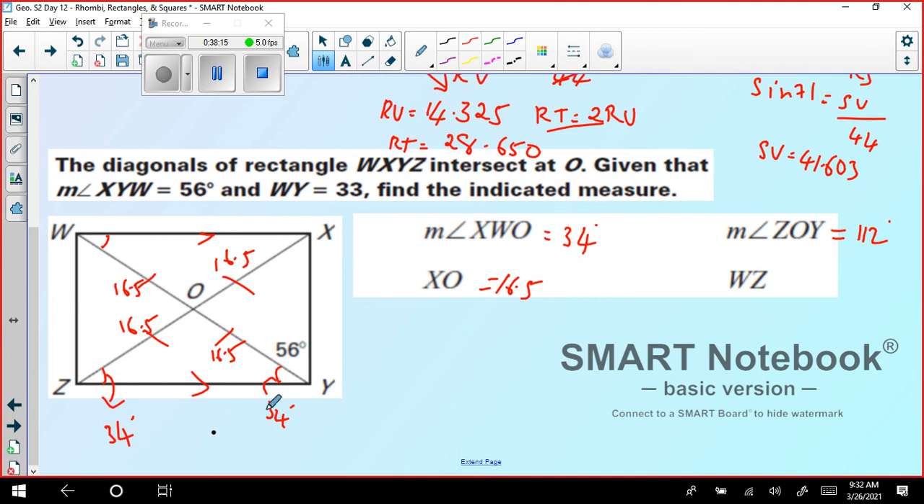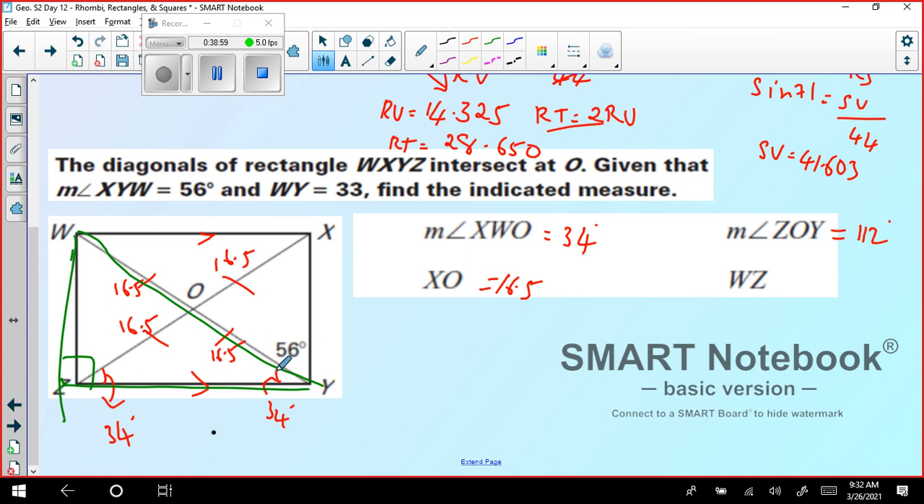Let's try the last one, WZ. To find WZ, let's use this particular triangle WYZ. Observe triangle WYZ. This is a right angle, and you have WY as 33, and you are interested in this. And you know this is 34 degrees.